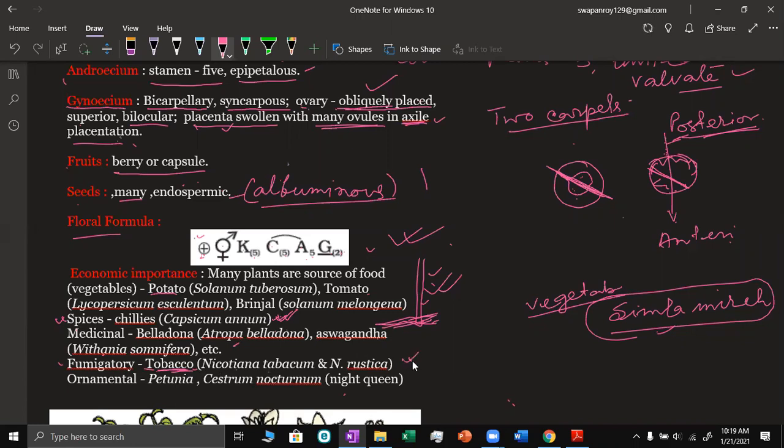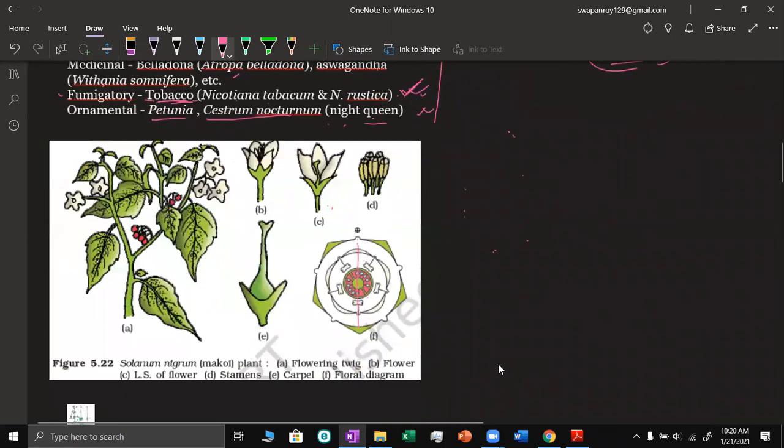It is a very important crop, a cash crop. In ornamentals, petunia is very common. Cestrum nocturnum, that is night queen, has a very beautiful fragrance at night. Besides this, many other plants are there. So this is important, and here you can see the floral diagram. Floral diagram is this one.